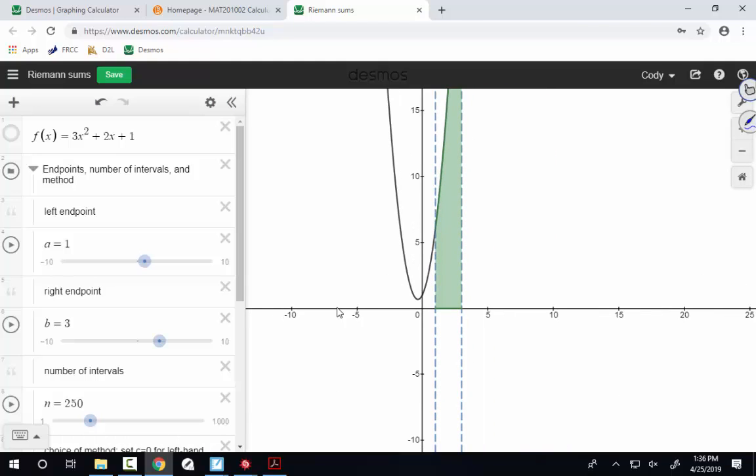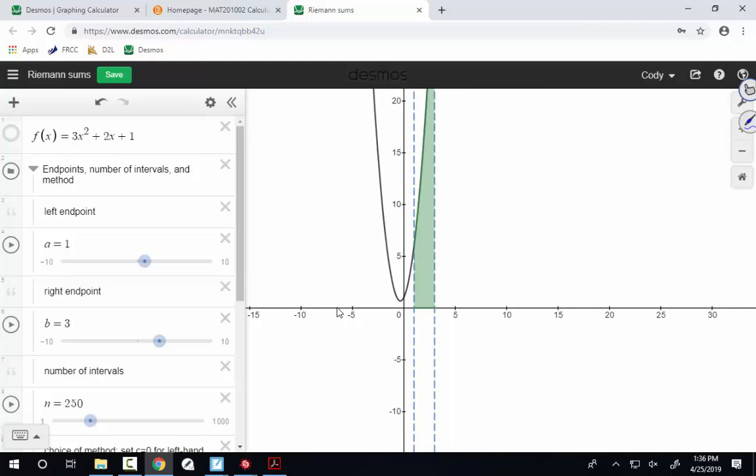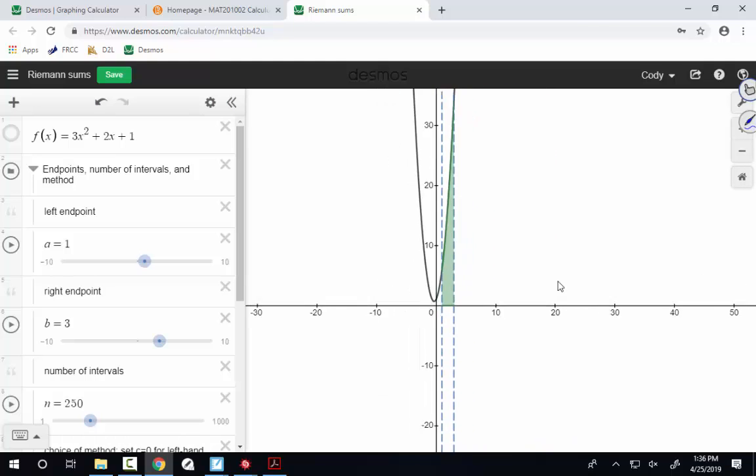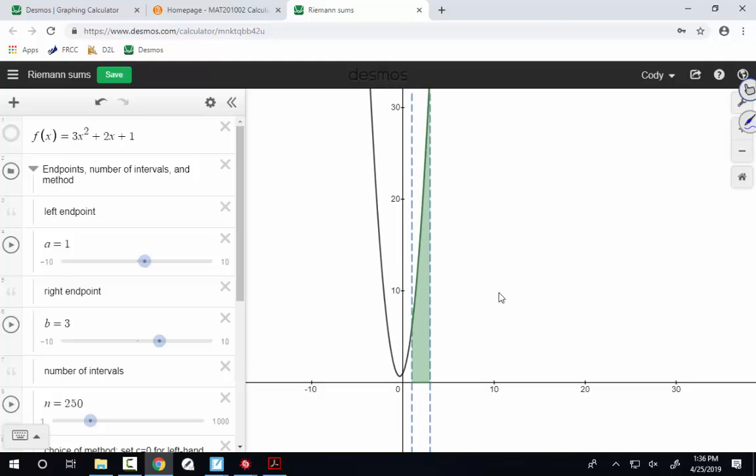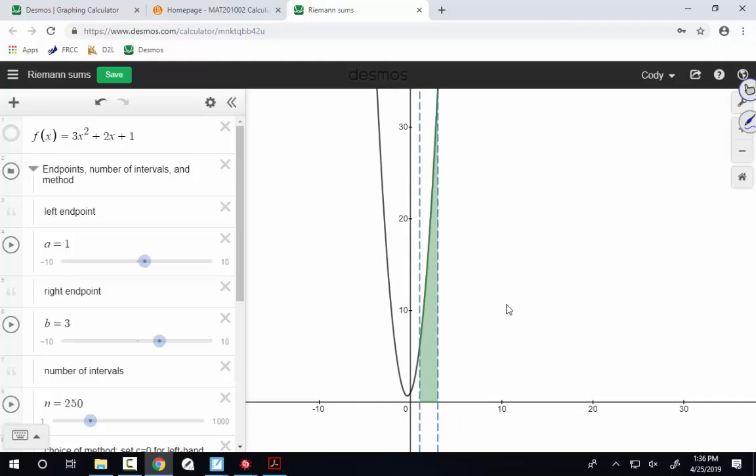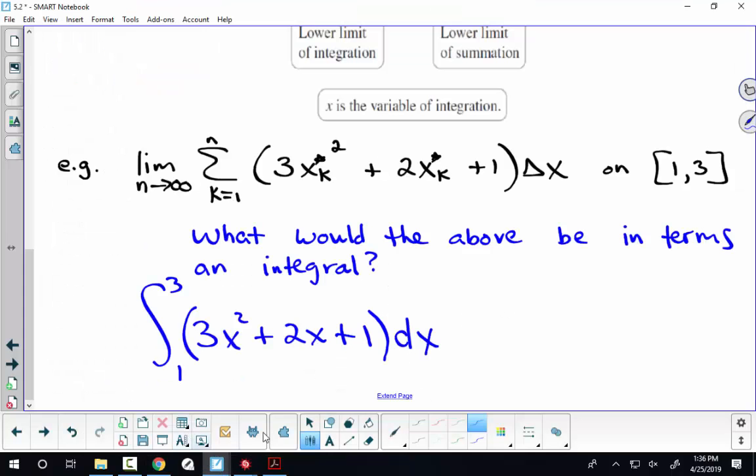So there's our 3x squared plus 2x plus 1. And that's the area that we're finding when we compute that sum, which we now know is represented by this integral. Or we should say the definite integral from 1 to 3. Does anyone have any questions at this point?